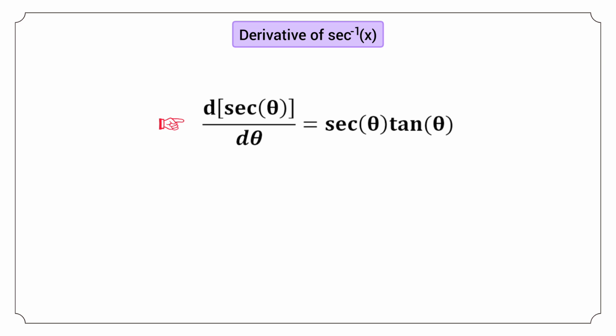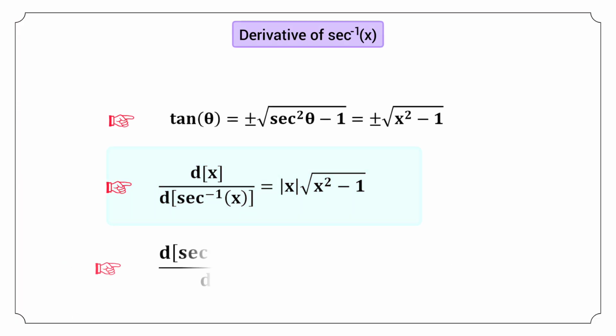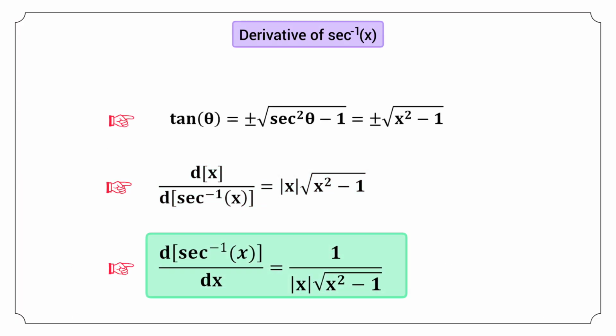In the second step, we will denote all the terms in the secant derivative in terms of x. Theta can be written as secant inverse x, secant theta as x, tan theta as square root of x squared minus 1. Finally, in the third step, we will take the reciprocal of the equation to get the derivative of the secant inverse function.